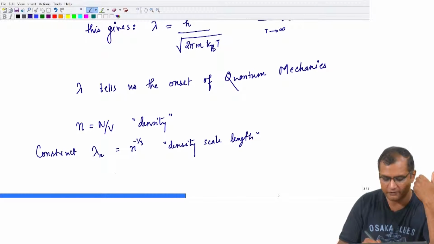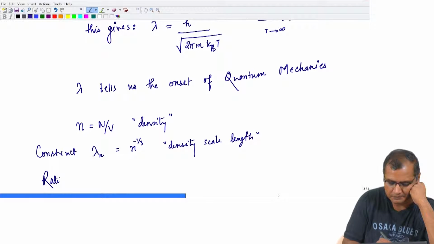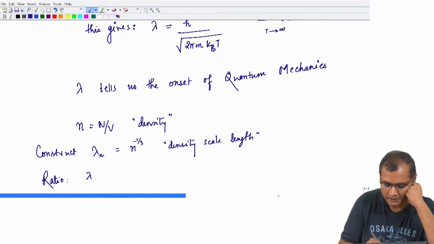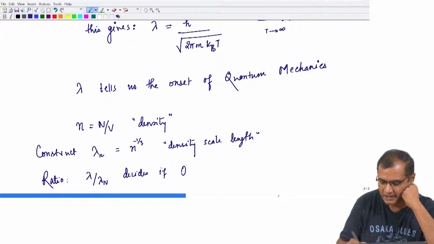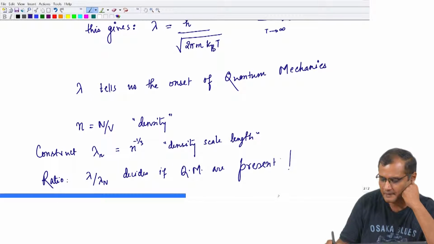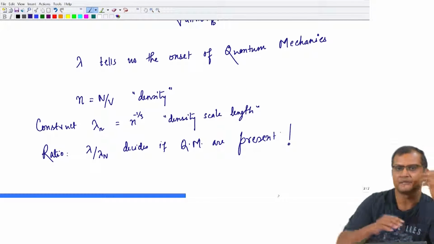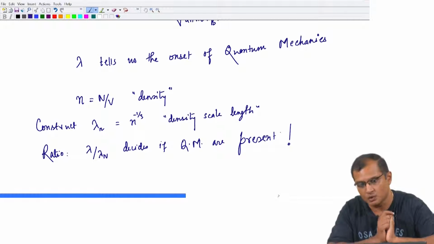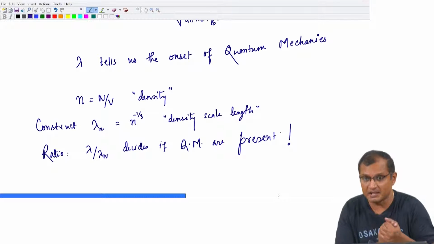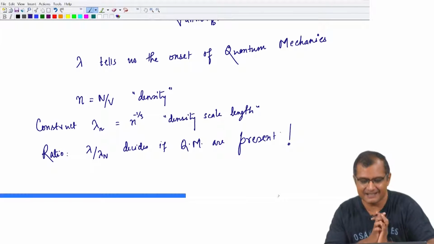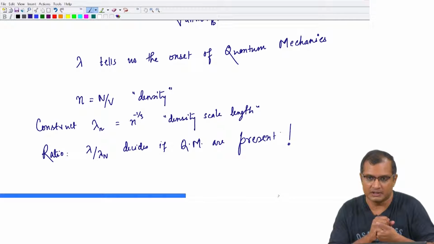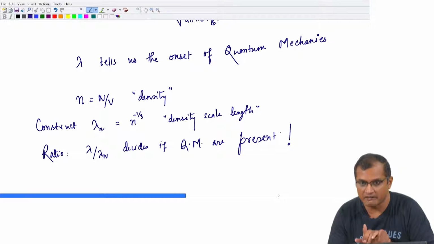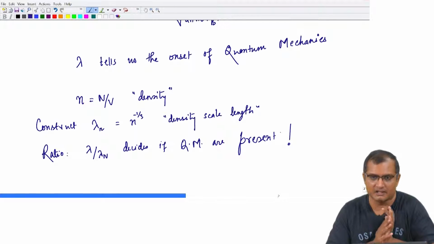Now, the ratio of your de Broglie wavelength over lambda n decides if quantum mechanical effects are present. So, if lambda over lambda n becomes a number which is much smaller than 1, you know that lambda n is dominating here, which means your density scale lengths are much larger compared to your de Broglie wavelengths. So, you will not be using quantum mechanics here at all.